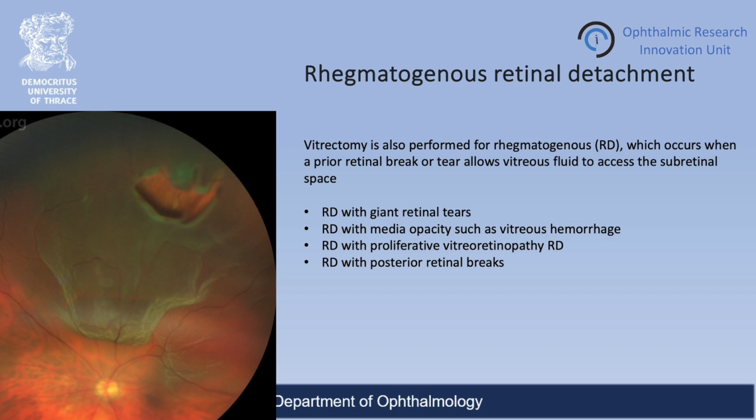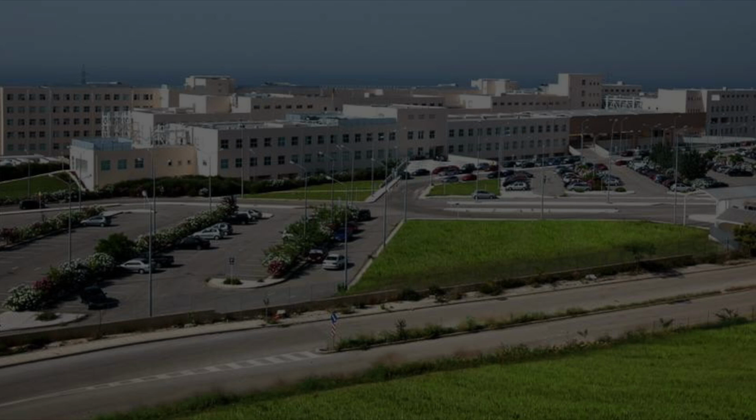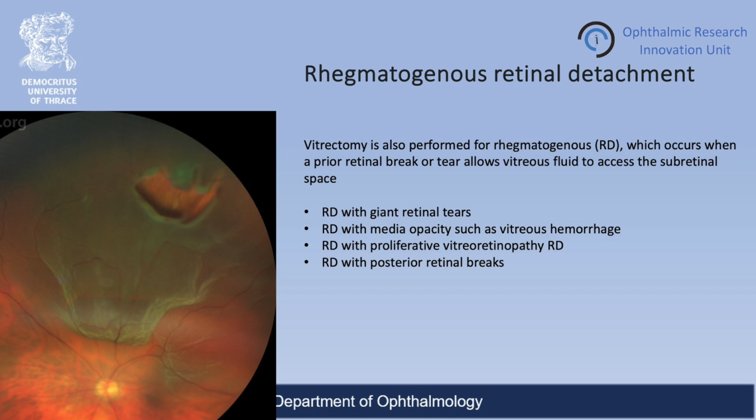Apart from complications of diabetic retinopathy, vitrectomy is also performed for rhegmatogenous retinal detachment, which occurs when a prior retinal break or tear allows vitreous fluid to access the subretinal space. Retinal detachment with giant retinal tears and retinal detachments with media opacity such as vitreous hemorrhage are indications for vitrectomy. Removal of the media opacity with vitrectomy allows the needed visualization to help diagnose and treat the retinal breaks in patients.